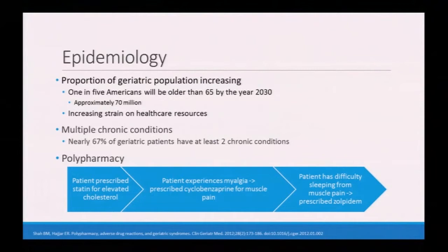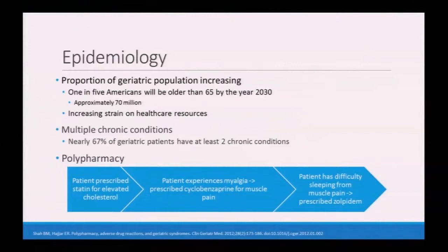On the note of chronic conditions, nearly 2/3 of geriatric patients have at least 2 chronic conditions. And because of that, we get into this issue known as polypharmacy. And so depending on where you look, polypharmacy can be defined different ways, but for the purposes of this presentation, polypharmacy is when a patient's on at least 5 medications at the same time.